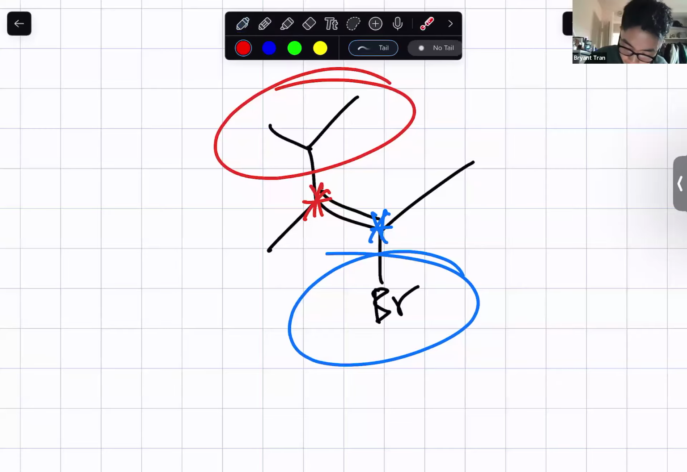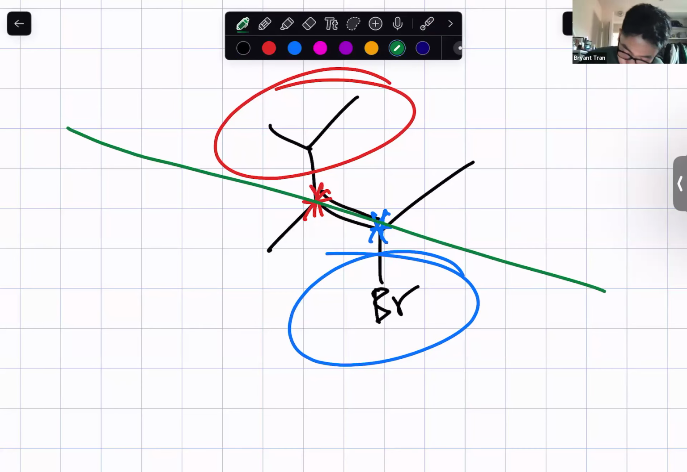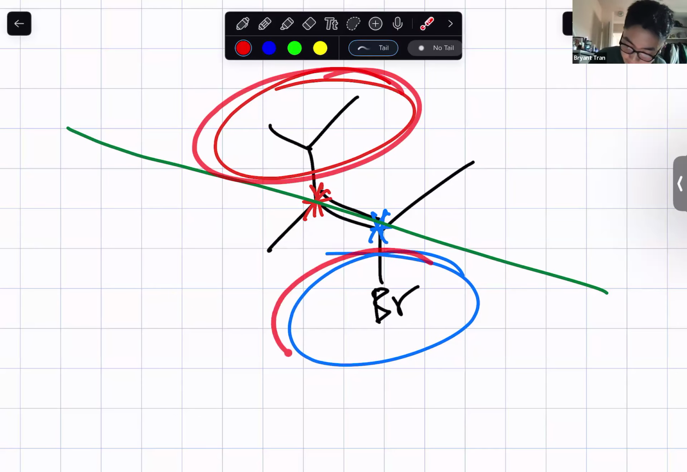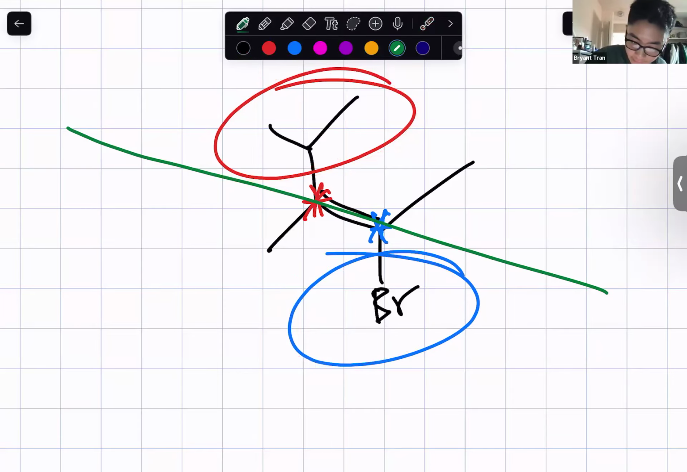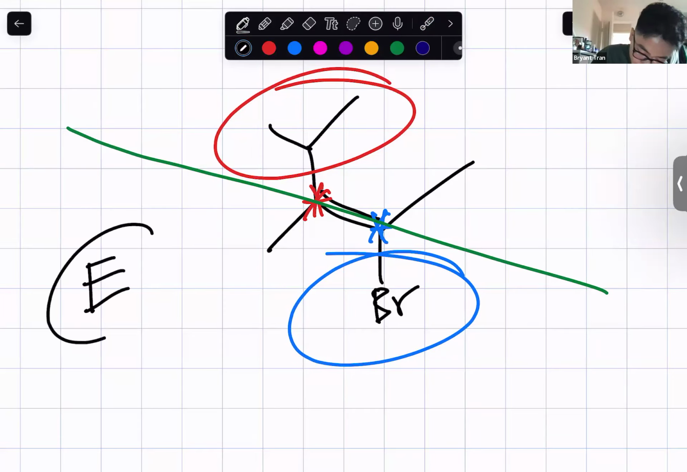Now, take a look at the double bond right here. Make a big line through that in your head and look at the relationship between the 2 priority groups, right? We see that the red priority group is on the opposite side as that blue priority group right there, right? They're on opposite sides of the line. And if they're on opposite sides of the line, we call that an E alkene.